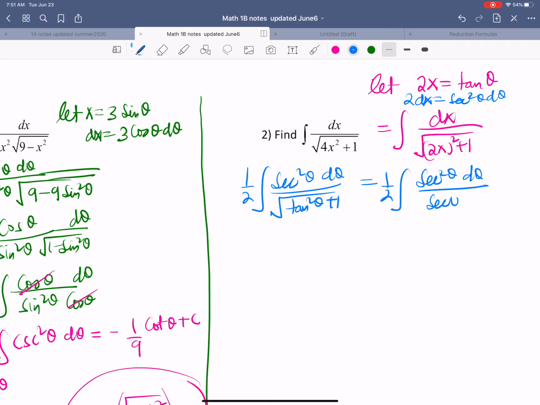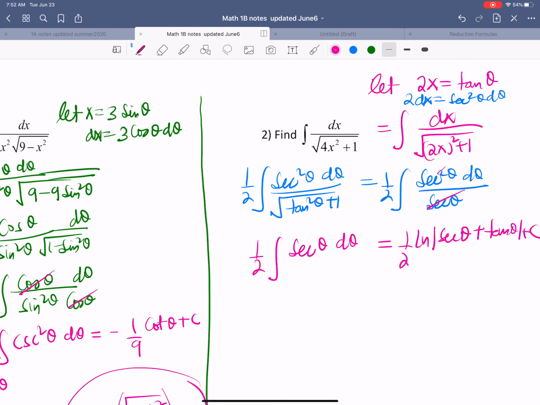When we do the square root, we are just left with secant theta. One of the secant theta can cancel between numerator and denominator. So it's 1/2 secant theta. Integral of secant theta is natural log of secant theta plus tangent theta plus a c. Yes, that's right. Natural log of secant theta plus tangent theta plus a c.